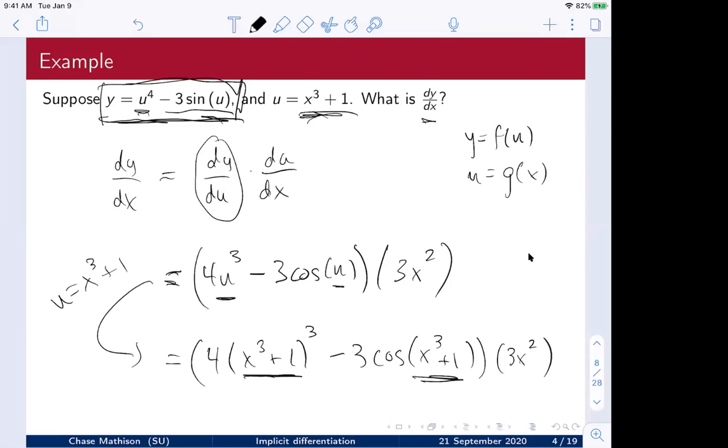You can leave it like that as an answer. Yes, you can leave it like this as an answer. Absolutely. You mean the bottom line or the one with the u's in it? No, the bottom. Yeah, the bottom line. It's perfectly acceptable as an answer.